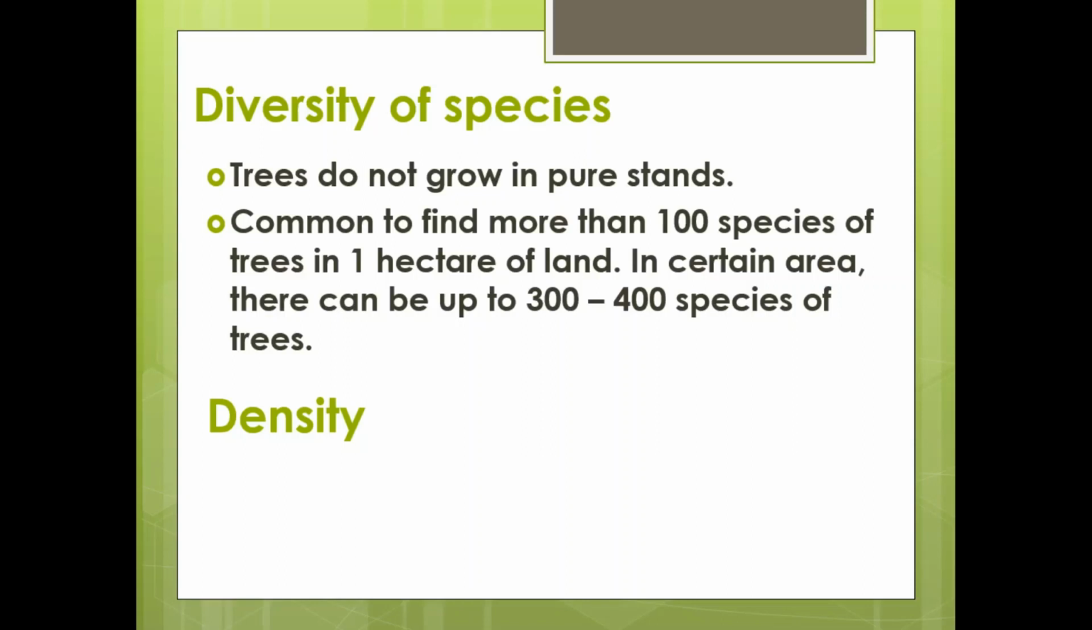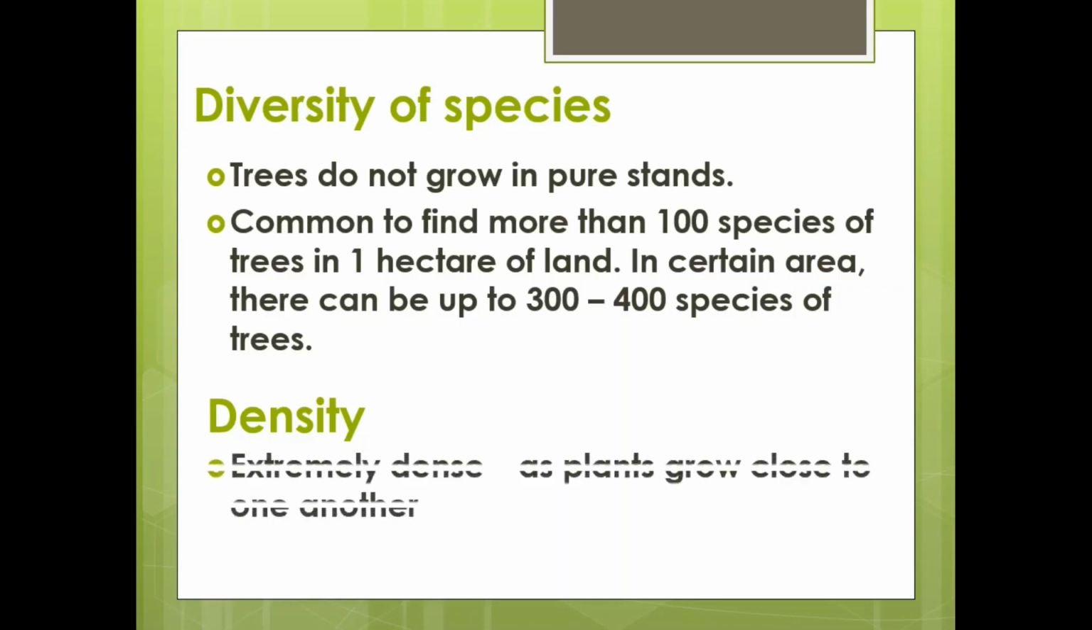As mentioned here, you can typically find about 100 species within 1 hectare of land, because of course the availability of nutrients and all that. So as a result, various types of species can grow in that area. All right, and of course the density is very dense, and they grow close together.